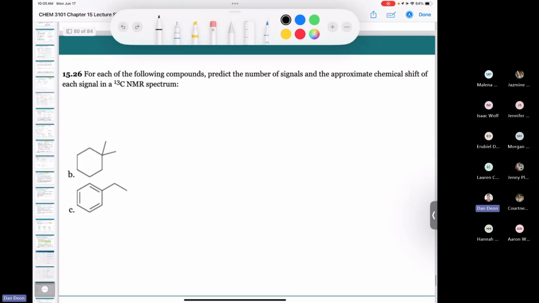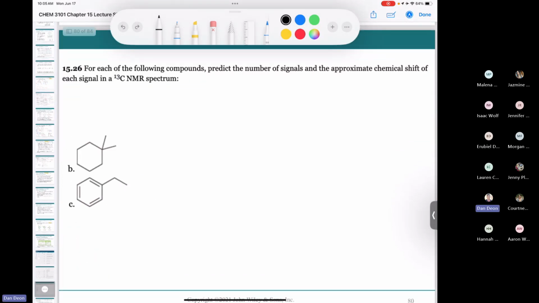But let's start out by taking a look at these two compounds and figuring out how many signals we would see in a carbon-13 NMR spectrum. So if I draw the first compound like this, could anybody tell me how many signals you would see for this compound in the carbon NMR? How many signals would you see?